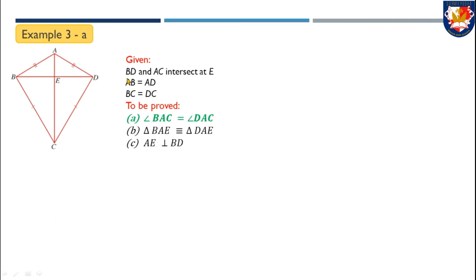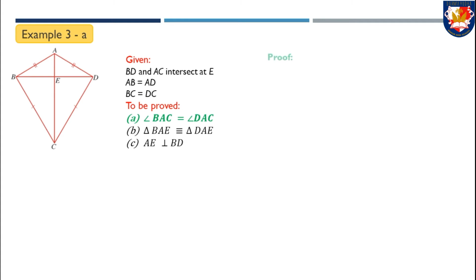From the question, it is given that BD and AC intersect at E. AB equals AD and BC equals DC, all from the question. And for this part, 3A, what is to be proved is angle BAC equals angle DAC. And how do we prove this?